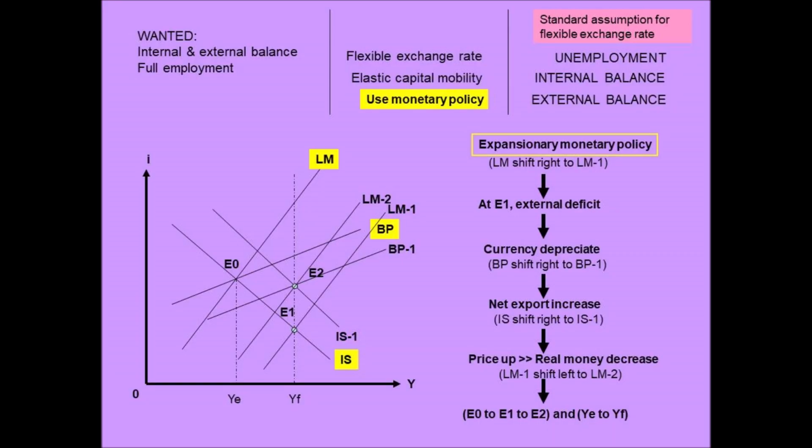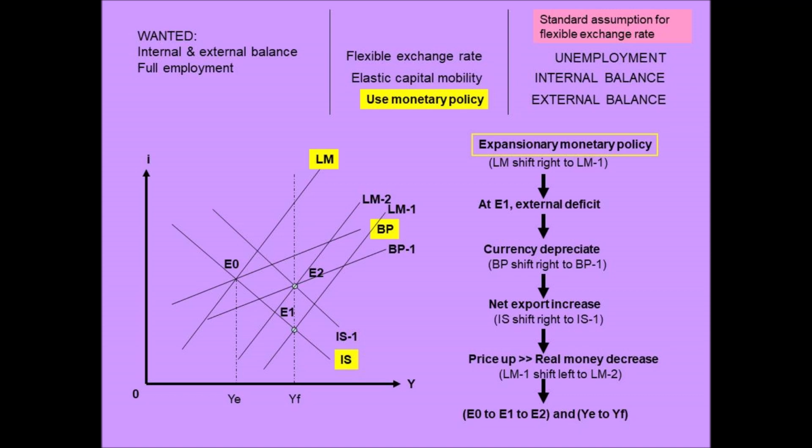Next, based on the first one, elastic capital mobility, the first example is we use fiscal policy with elastic capital mobility. Second is inelastic. So first we use elastic capital mobility, but this time with monetary policy. Elastic capital mobility means the BP curve is flatter. You see the steepness is flatter than the LM curve.